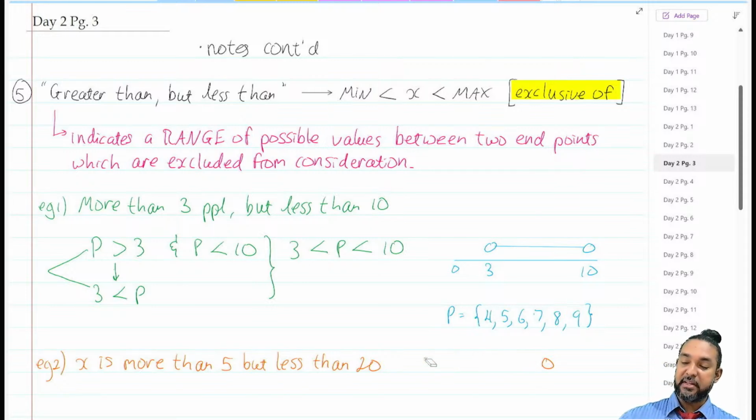Some people like to start with the X. So what they'll do, they say, okay, well, X is greater than 5. So they'll technically read right to left. And then they say, but less than 20. And then they'll go back going left to right. So X is greater than 5, but less than 20.